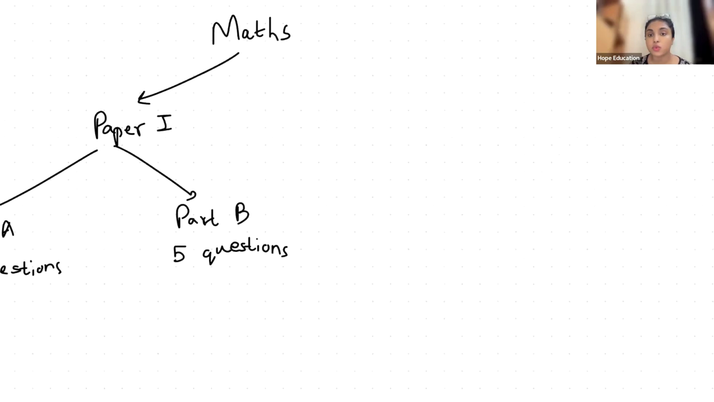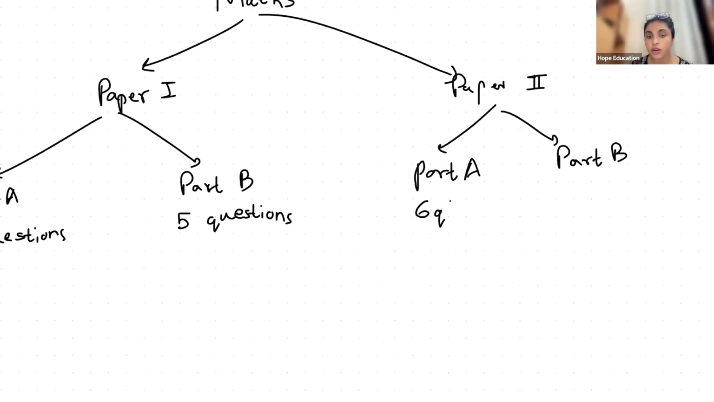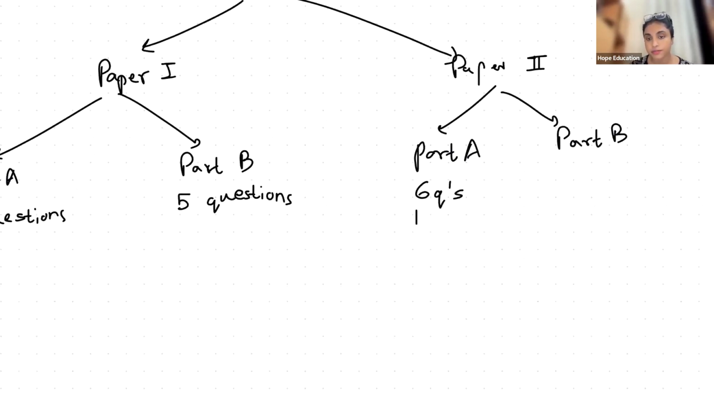Then there is paper 2. Paper 2 has, again, 2 parts, part A and part B. Now, in paper 2, all the questions you have to do on a separate piece of paper. So here there are 6 questions. From these, you only have to do 5 questions. In part B also, you have 6 questions. From this, you only have to do 5 questions.